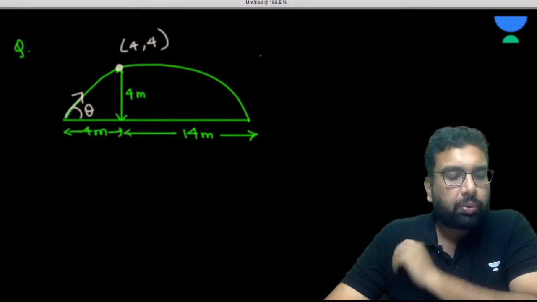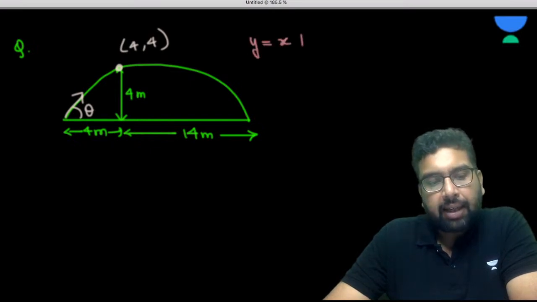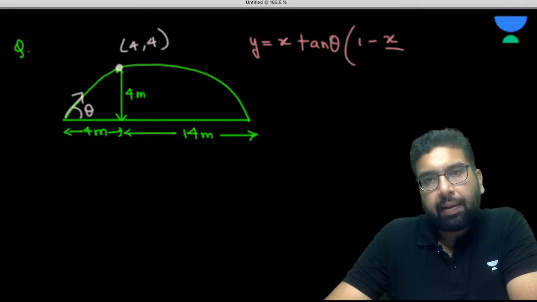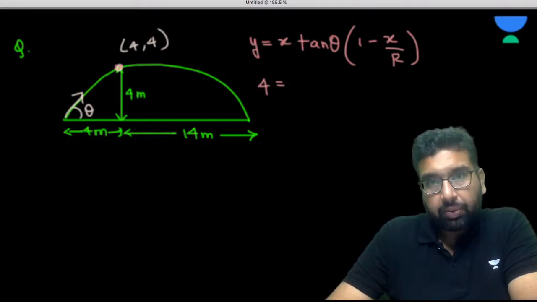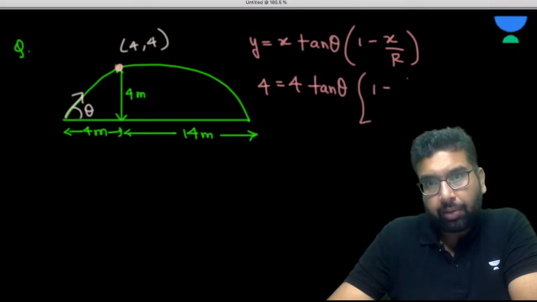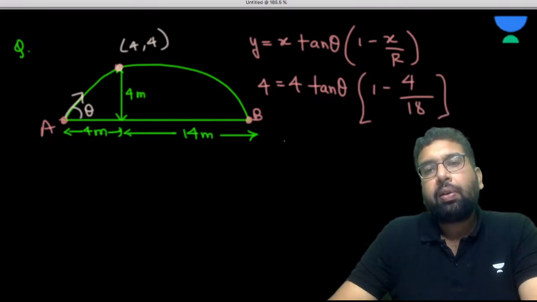This is 4. So we know y is equal to x tan theta times 1 minus x by r. So what is this y? We'll take the coordinate here. So y is 4. What is x? This is 4. This is tan theta. This is going to be 1 minus 4 upon the range. The range is the distance from the initial to the final point, so this is 18. So from here you can get the theta, obviously.